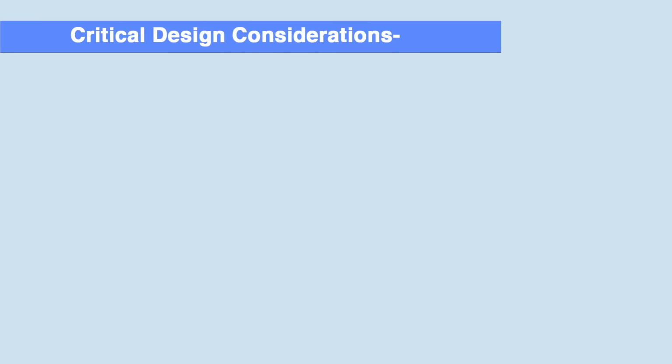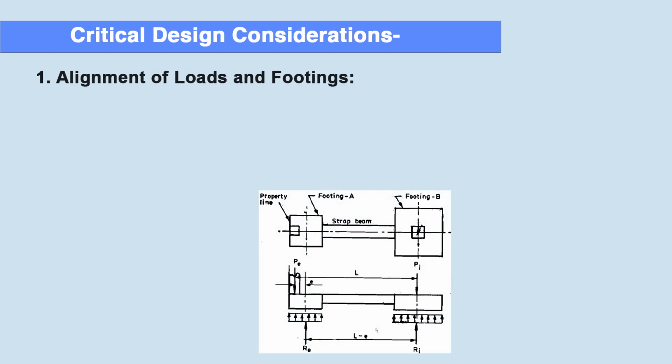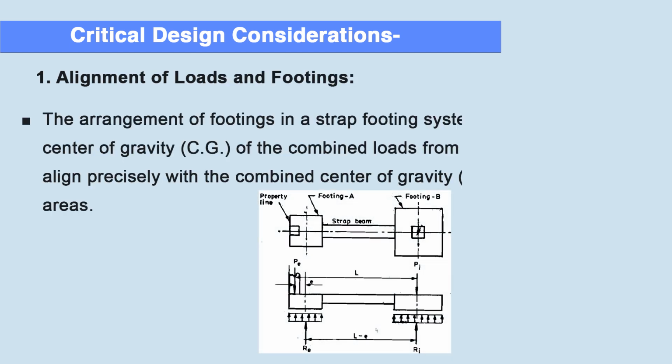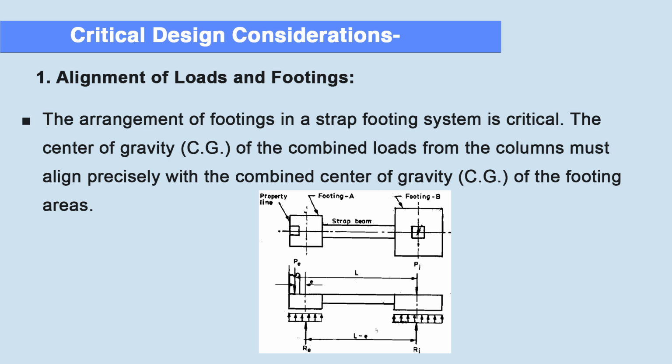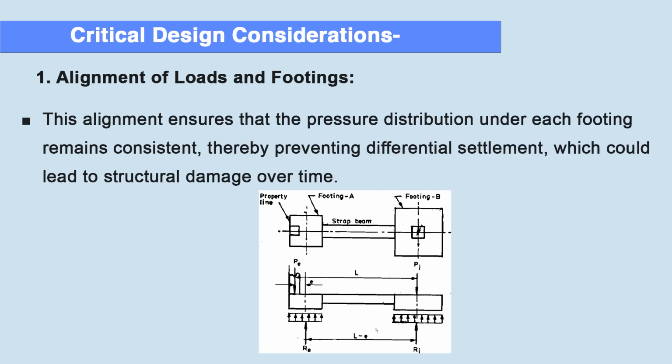Then the critical design considerations. First is alignment of loads and footings. The arrangement of footings in a strap footing system is critical. The center of gravity of the combined loads from the columns must align precisely with the combined center of gravity of the footing areas. This alignment ensures that the pressure distribution under each footing remains consistent, thereby preventing differential settlement which could lead to structural damage over time.